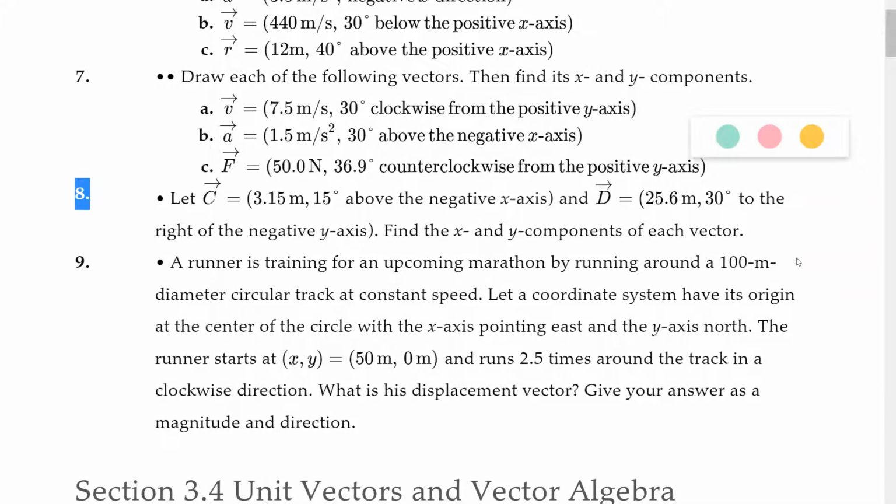Here's number 8 from the Pearson e-text. Not downloadable. Got to have your subscription.